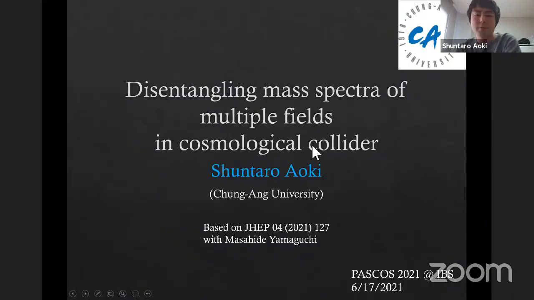Okay, let me start. Thank you for the introduction and for giving me this opportunity. I'm Shuntaro Aoki from Chuo University. Today I'm going to talk about cosmological collider with multiple field effects. This work is based on a paper in collaboration with Masahide Yamaguchi.